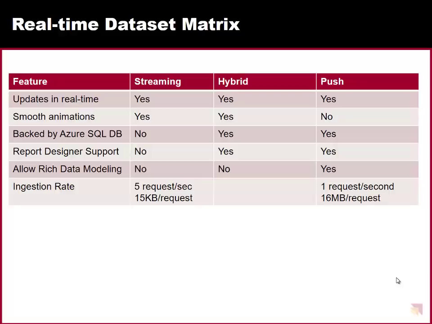And then finally, you see there's a difference between the ingestion rate. So what Microsoft states as the number of rows and the amount of data you can push in, well, with streaming and hybrid, it's 5 requests per second. And you see there's a 15 KB request size limitation. So with push, there's not as many per second, 1 instead of 5 per second, but you can put lots of rows in, up to 16 megabytes worth of data per request.